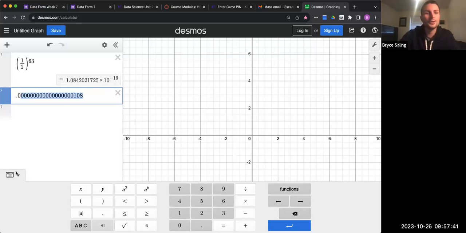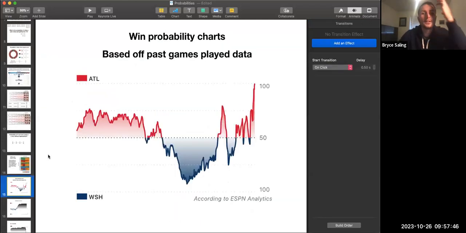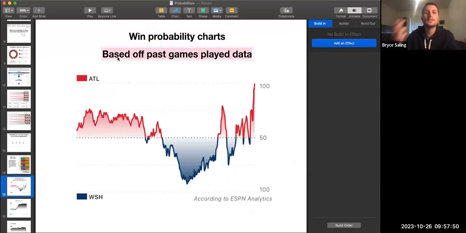All right, we're getting close to finishing. So let's look at a few more things here. One thing on your test, there's going to be win probability charts. This is based off the data of past games that have been played. It takes all the data of games where teams with similar records have a similar score, and it's just calculating what the chances are that a team is winning.